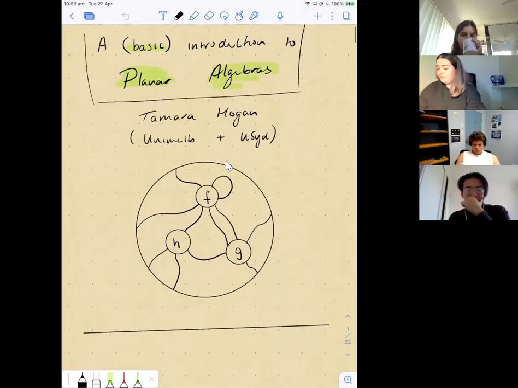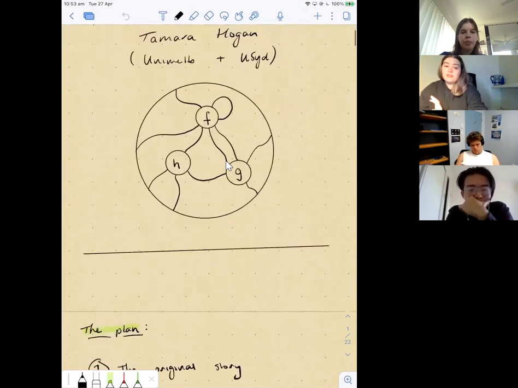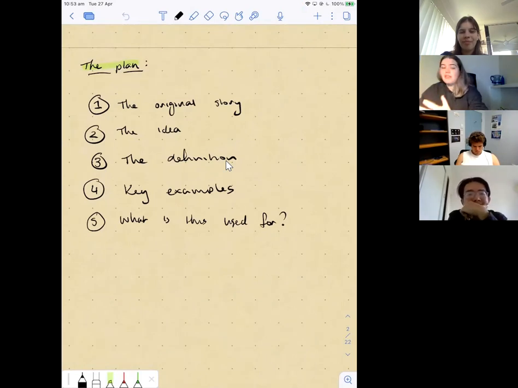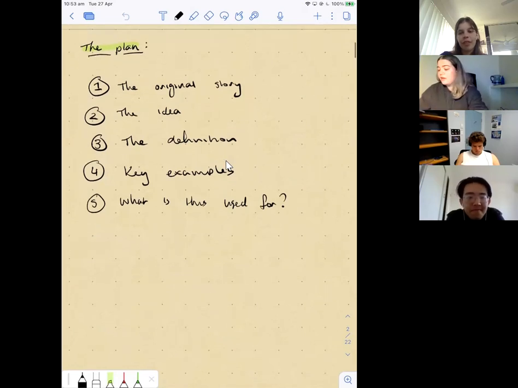So the plan of this talk is that I'm going to start off by giving the historical motivation for why this came up in the first place. And then I'm going to motivate an intuitive idea of how to think about it. I'll then give the actual definition, which is far more detail heavy and not as intuitive, and then finish off with some examples of where this actually shows up in the mathematics.